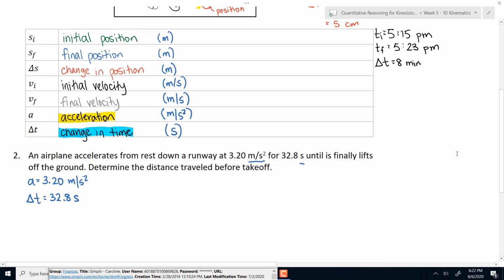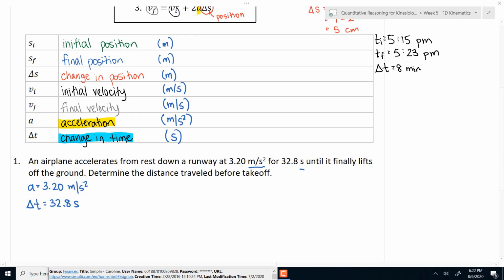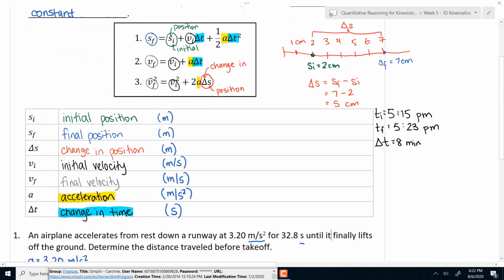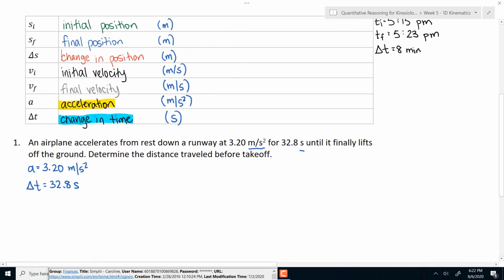Okay. Determine the distance traveled before takeoff. So this is how far it's traveled. It's not the initial position. It's not the final position. It's the change in position. It's how far it's traveled. Just like in this ruler example, we started off at 2 centimeters, we finished at 7, but the distance traveled is 5 centimeters. So we're looking for delta S. That's our question mark. That's what we're looking for.